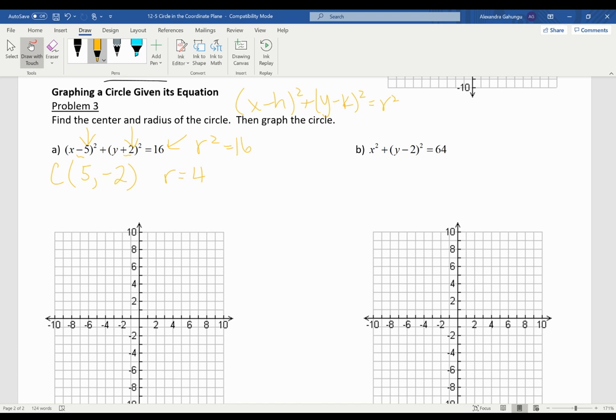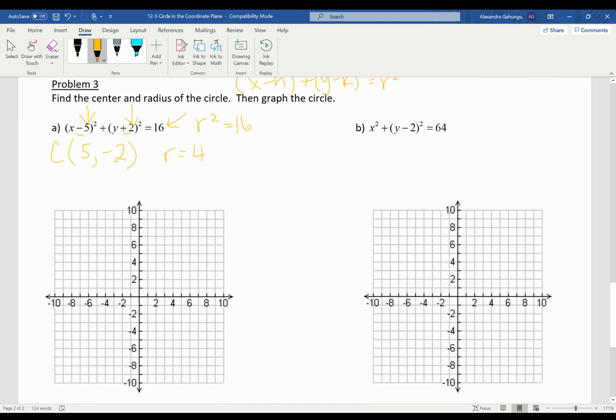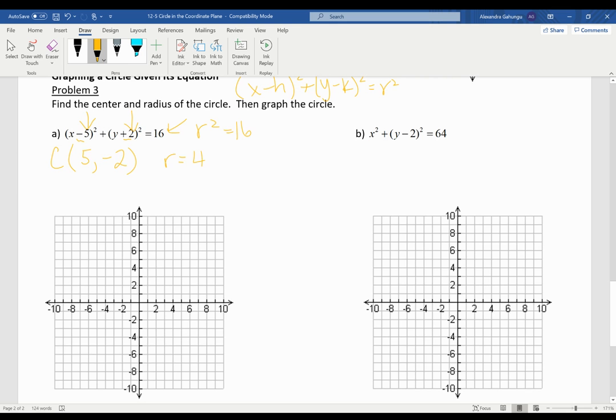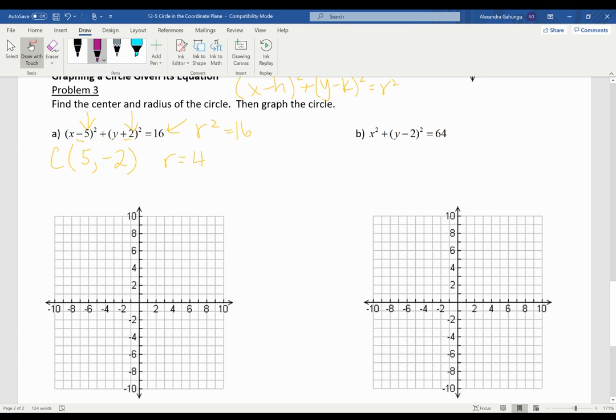So I'm going to find that info on this graph here. I'm going to find the center at 5, comma, negative 2. So positive 5, down negative 2. That's as close as I think I'm going to get. And the radius is 4. That means I'm going to go 4 units out to draw my circle.